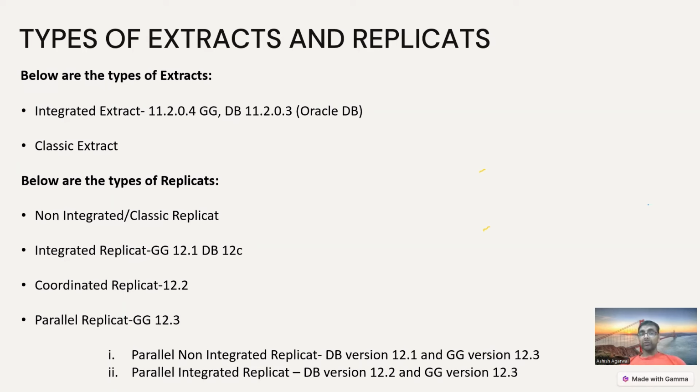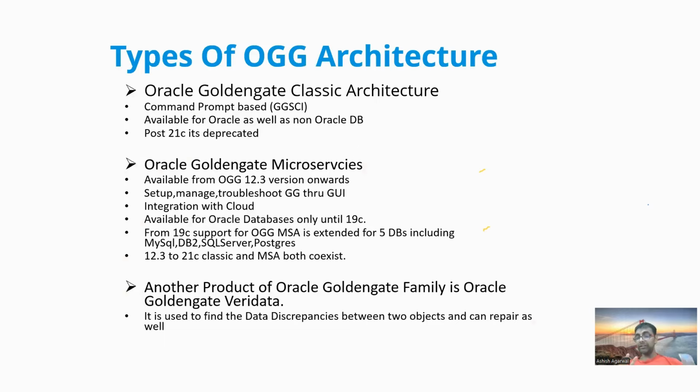Okay. In GoldenGate, just for your reference, there are only two types of architectures. One is classic architecture and second is microservices architecture. Classic architecture is the command prompt, GGSCI based architecture. It has been available since the beginning and is available for both Oracle as well as non-Oracle databases. And post 21c, classic architecture is deprecated.